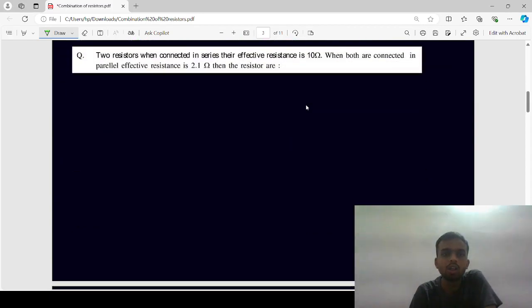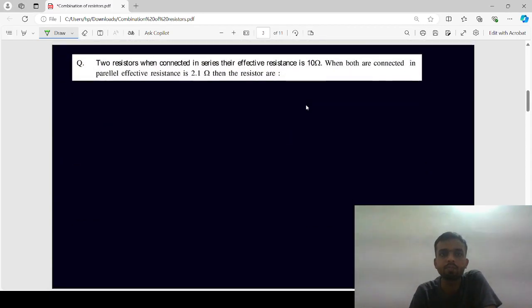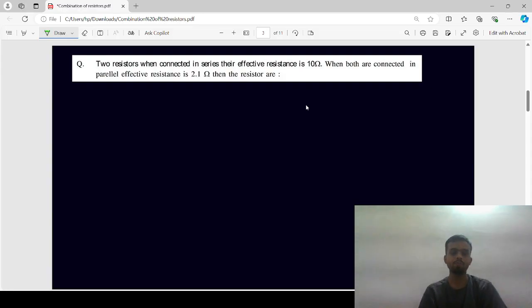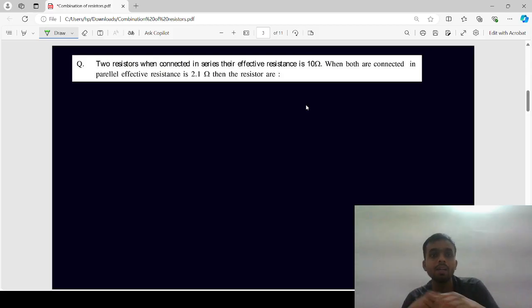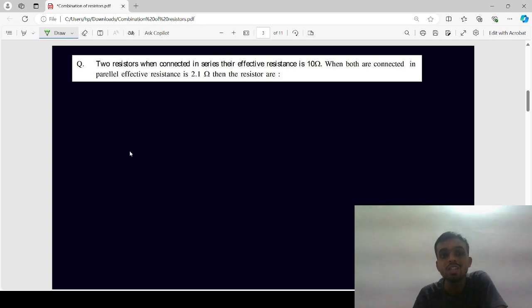Okay. Now let us move to this question. So over here, the question says that two resistors when connected in series, their effective resistance is 10 ohm. When both are connected in parallel, their effective resistance is 2.1 ohm. Then what will be the value of these two resistors which are showing this kind of result?